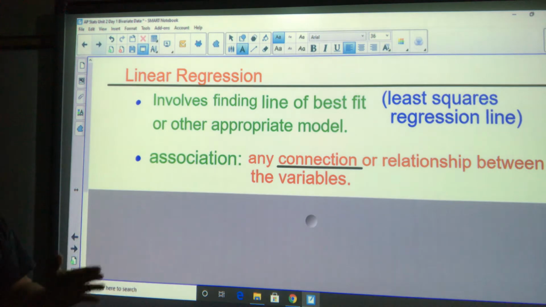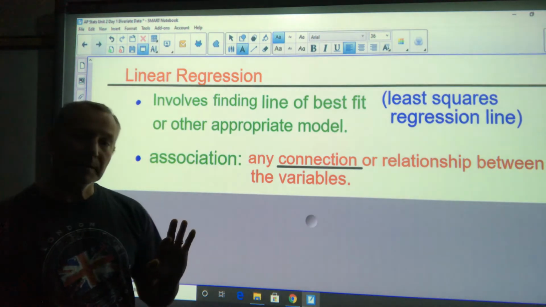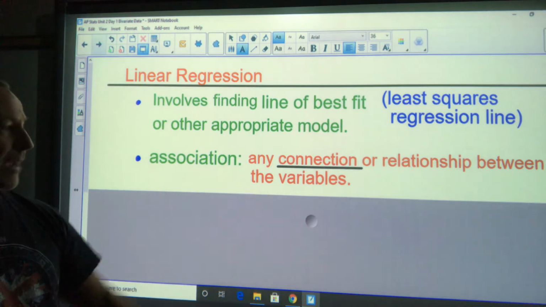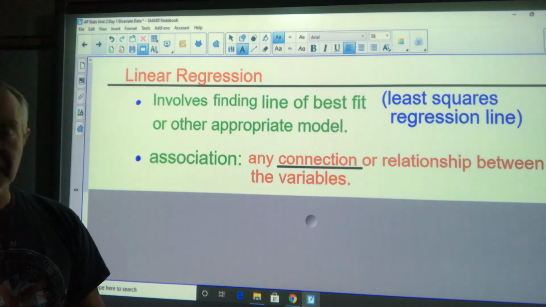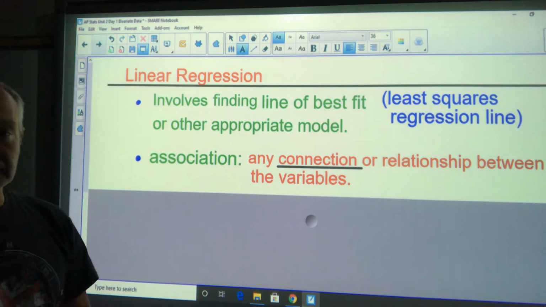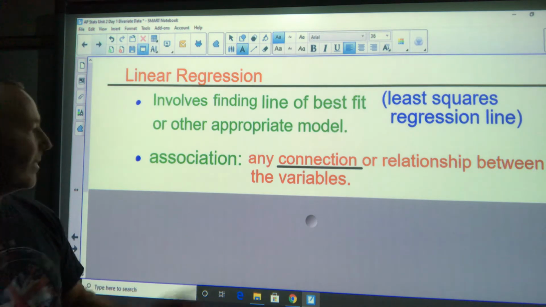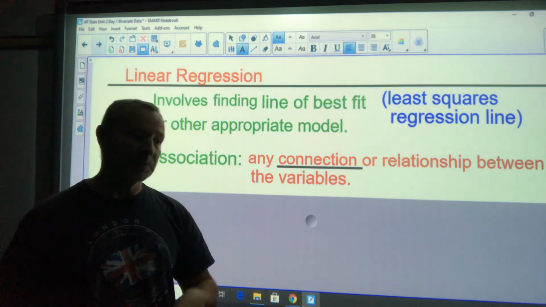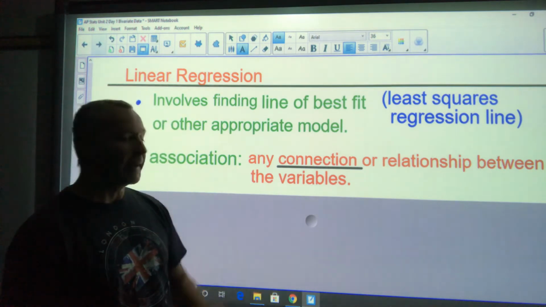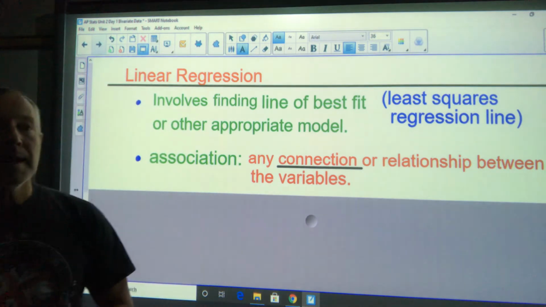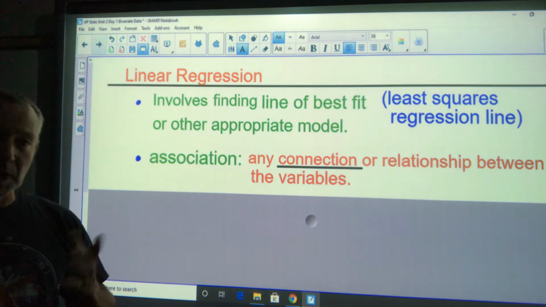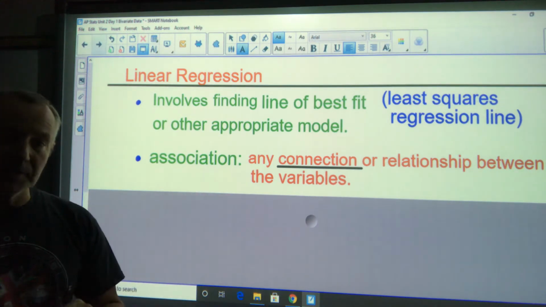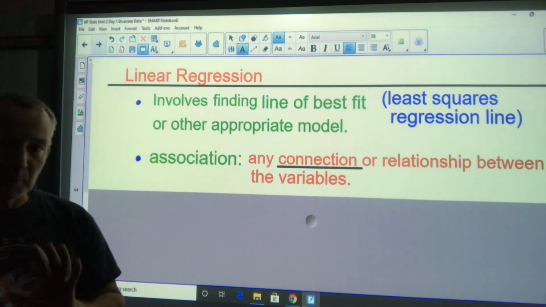This is really important here, association versus correlation. An association is any connection or relationship between the variables. Two things can be strongly connected, but not in a linear pattern. They would have a strong association, but they might have very little correlation, which is our next term. So association is just a connection. In everyday usage, when you hear it on the news, they'll talk about a correlation between this and that. They mean association. They're not using the statistical word properly.